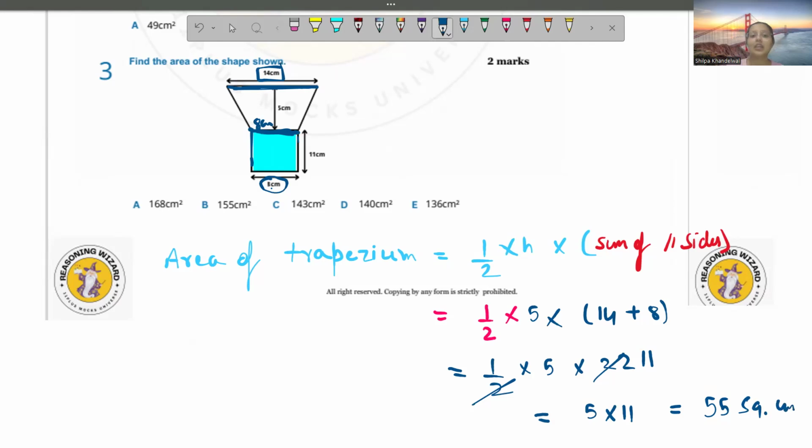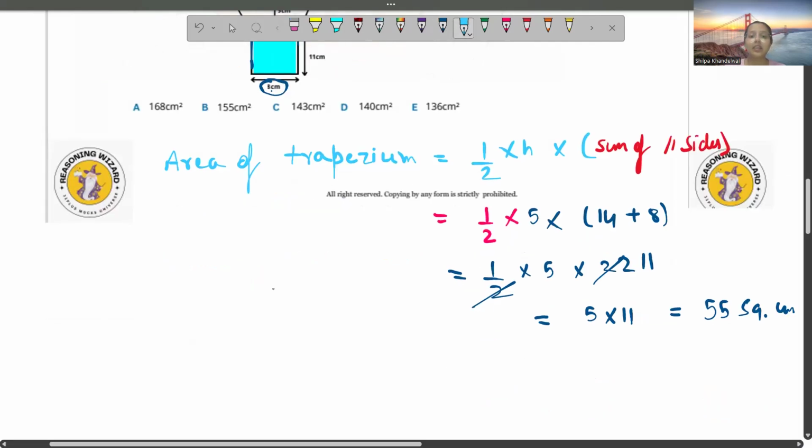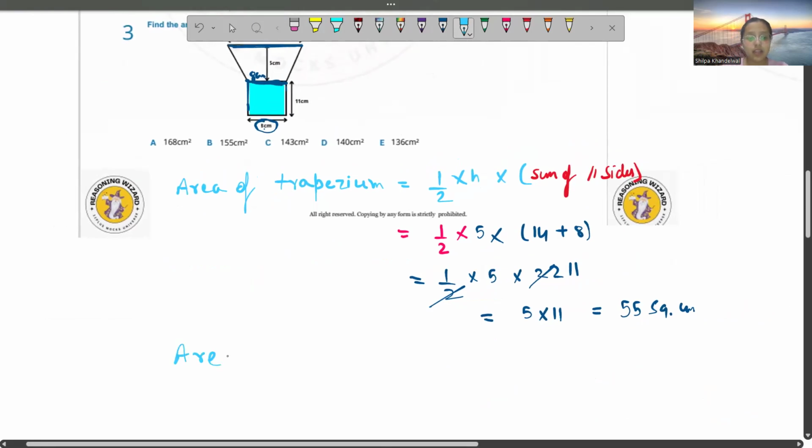But I'm only done with the area of the trapezium till now. Now I need to calculate the area of the square as well. So here I'm calculating the area of the square.